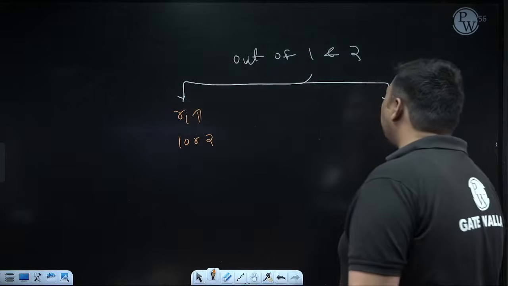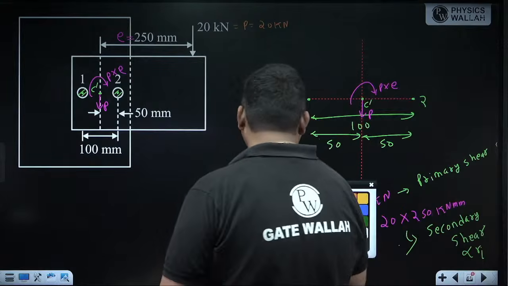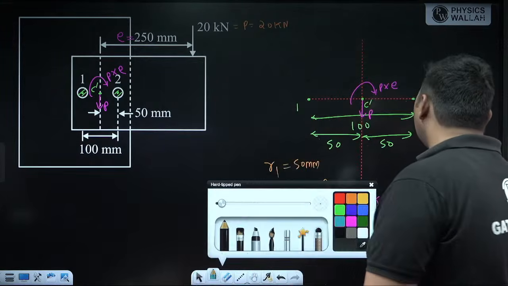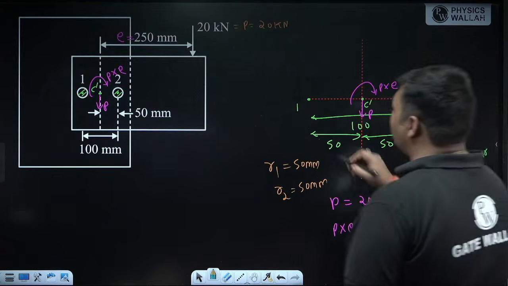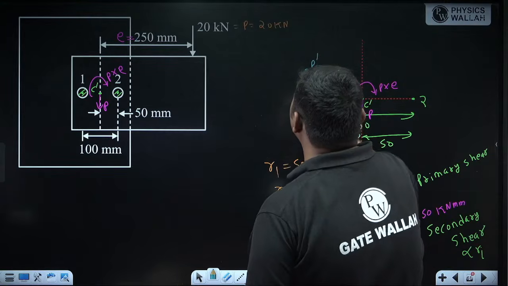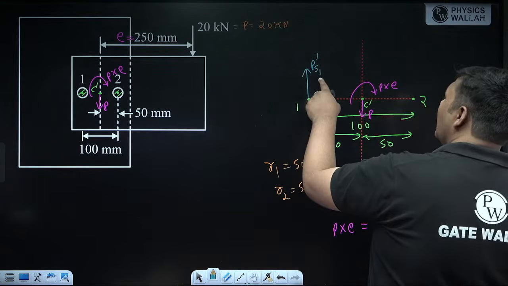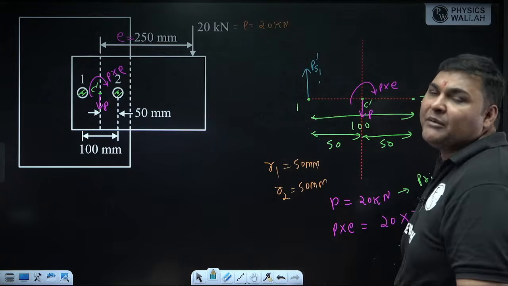But what about the theta criteria? For that, I need to draw primary shear and secondary shear for both rivets. First, I am drawing primary shear. I am drawing it as a force. Primary shear will always be opposite to P. P is downward, so it will be upward. So this is the primary shear force of rivet 1. I am representing it as PS1 dash: S for shear, 1 for rivet 1, and above said dash. For above said, I will take dash for primary and double dash for secondary.